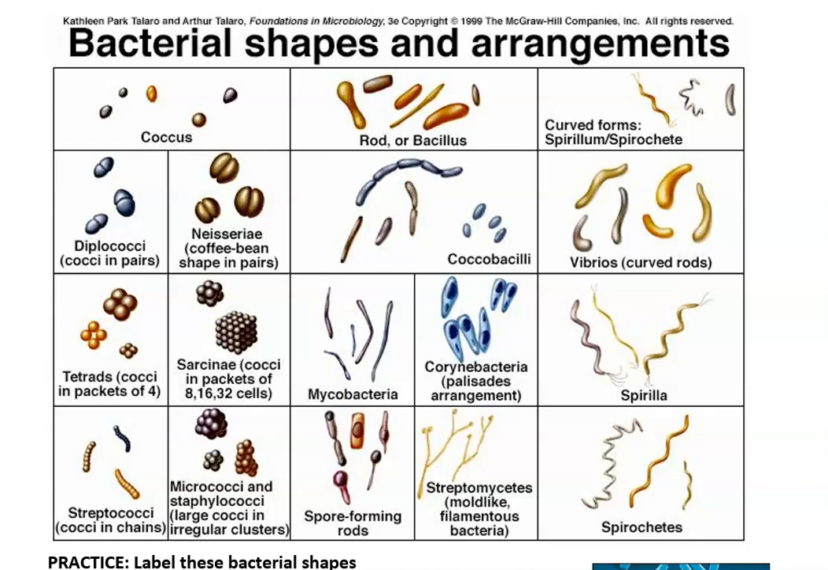Neisseria is coffee bean shaped in pairs, so they're coffee bean shaped and stuck together. Coccobacilli are going to be your bacillus, the rod shaped ones, together with the coccus one. Vibrios are curved rods, so they look like rods but they're curved. Tetrads are cocci, the round ones, in packets of 4. Sarcinae are cocci that are in packets of 8, 16, or 32.